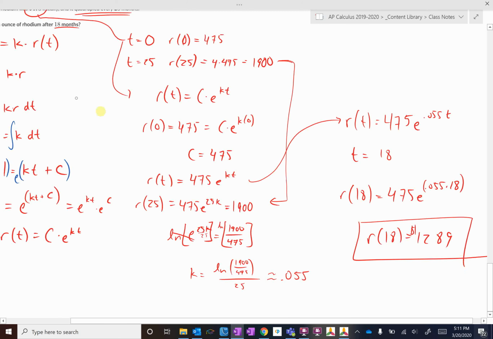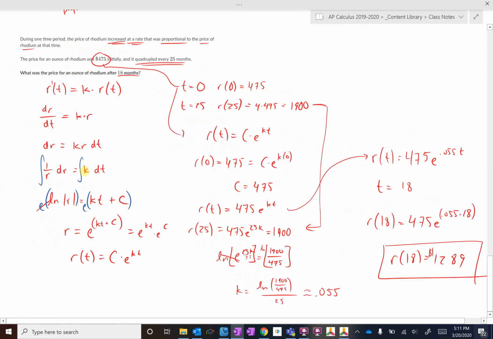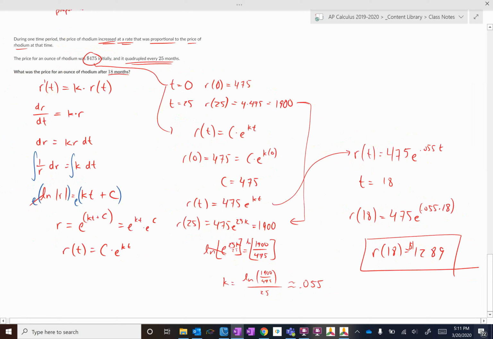So again, that feels like a lot. There was a lot of work that went into it, but again, as you see the patterns developing, you'll be able to skip through a lot of it and go straight to the exponential to then be able to use a second condition to solve for k. So hopefully that's helpful in walking through some of these word problems.